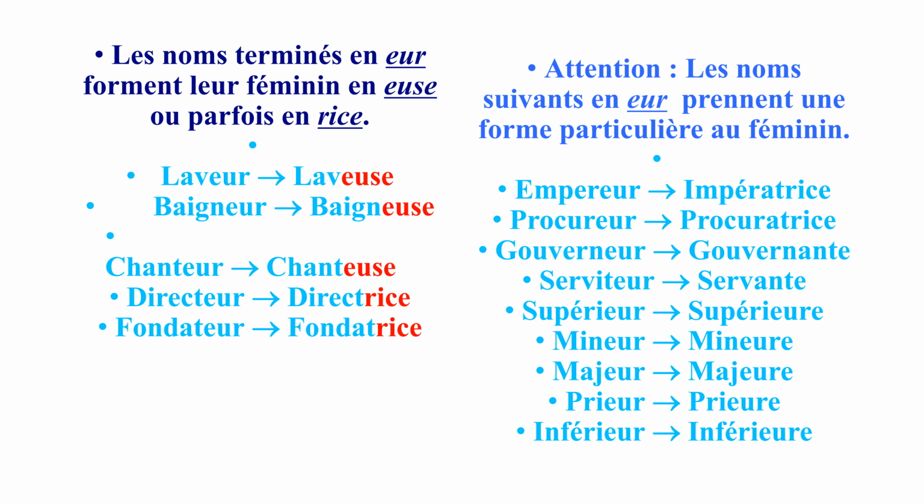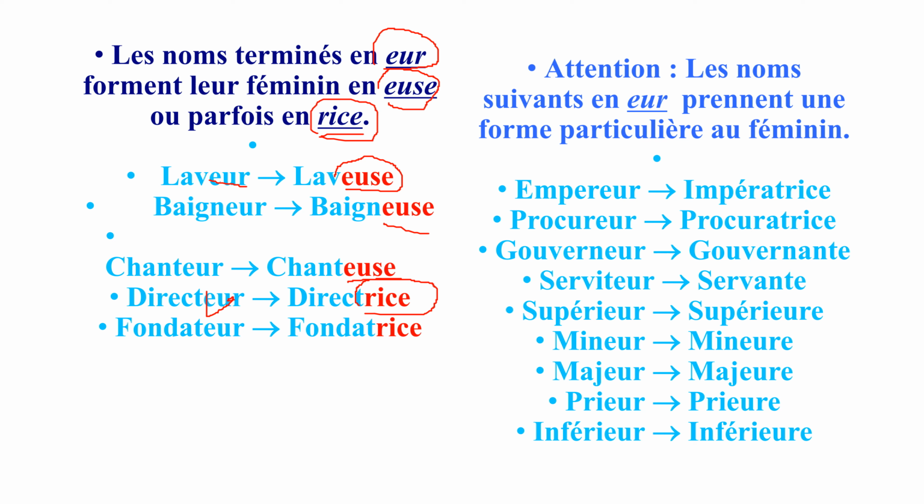Names ending in EUR become EUSE. Again, EUR becomes EUSE. And sometimes TRICE. Laveur becomes laveuse. You drop the EUR here and you replace it by EUSE. Baigneur becomes baigneuse. Chanteur becomes chanteuse. Directeur, EUR, you replace it by TRICE. Here you go. Sometimes it takes TRICE. Directeur becomes directrice. Fondateur becomes fondatrice.